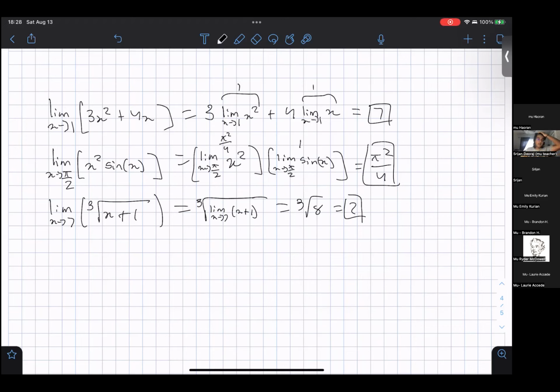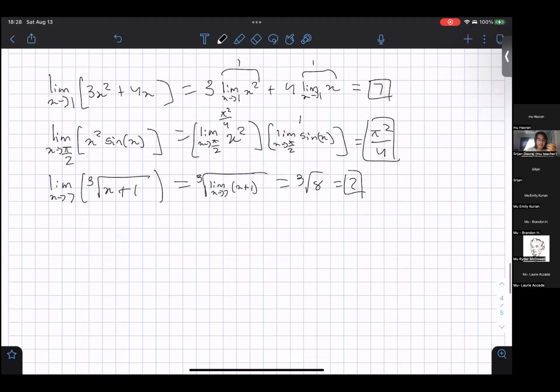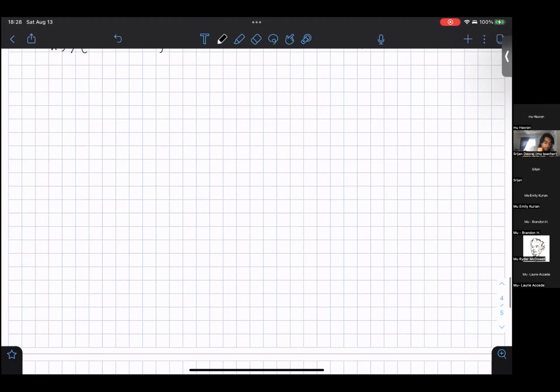So now we can move on to something that's a little less trivial and more like what you might actually need and see in FAMAT. So we're going to talk about limits and infinity. Let's start by thinking about what the limit as x approaches 0 of 1 over x is.